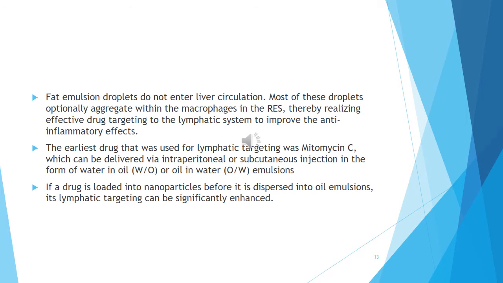The earliest drug that was used for lymphatic targeting was mitomycin C, which can be delivered via intraperitoneal or subcutaneous injection in the form of water in oil or oil in water emulsion. If a drug is loaded into nanoparticles before it is dispersed into oil emulsions, its lymphatic targeting can be significantly enhanced.